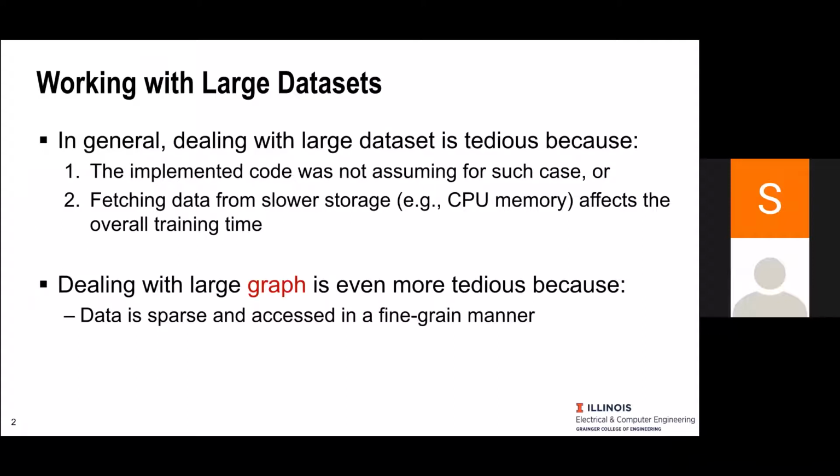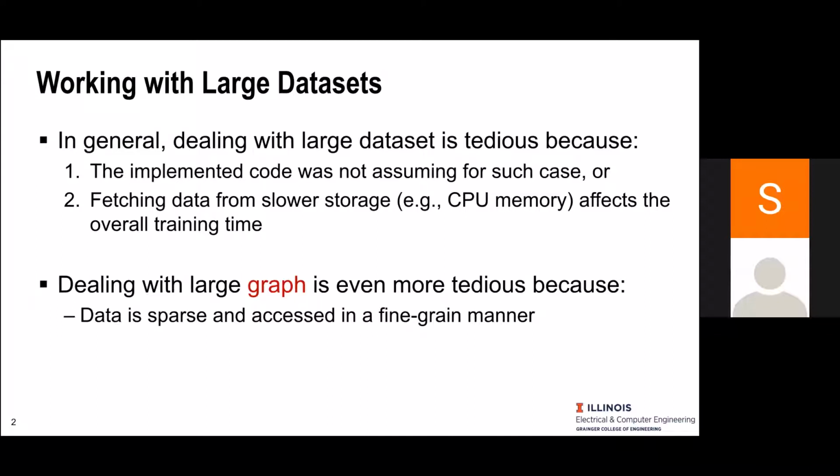So let's talk about working with large data sets. In general, dealing with a large data set is very tedious because the implementation was not designed for such a case. For example, you were used to working on a small data set, so you could quickly do some parameter searches. Later you try to grow your data set and you realize some of the code does not fit because you assumed something was fitting into GPU memory. Second, you try to simply move it to CPU memory, and now you realize fetching data from slower storage like CPU memory affects the overall training time.